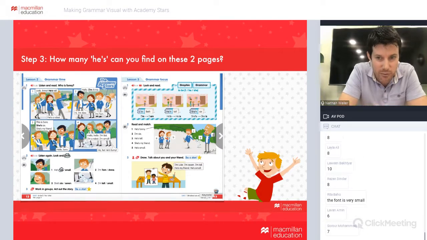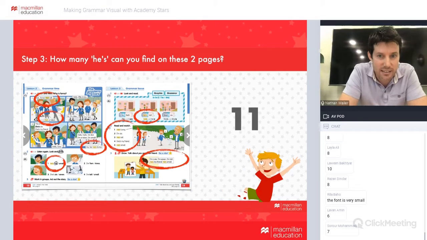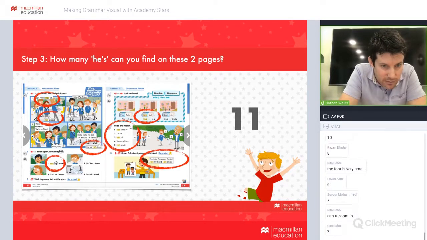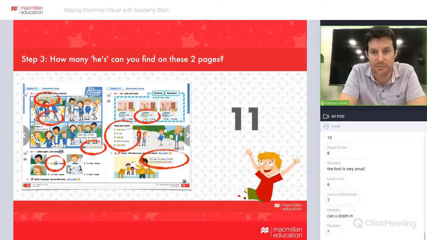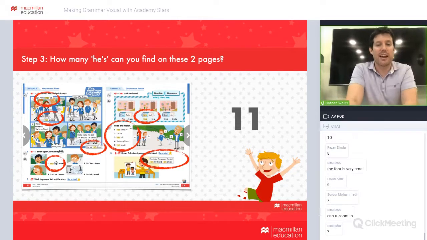Yeah, the font is very small. It's difficult to see. There are, in fact, 11, apparently. 1, 2, 3, 4, 5, 6, 7, 8, 9, 10, 11. Yeah, there's 11. Oh, I could have zoomed in, I'm sorry. Don't worry too much. Anyway, there's 11.